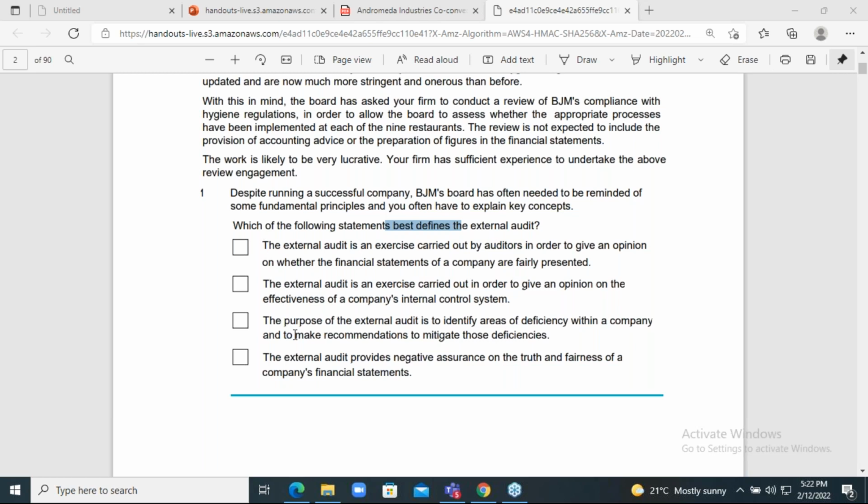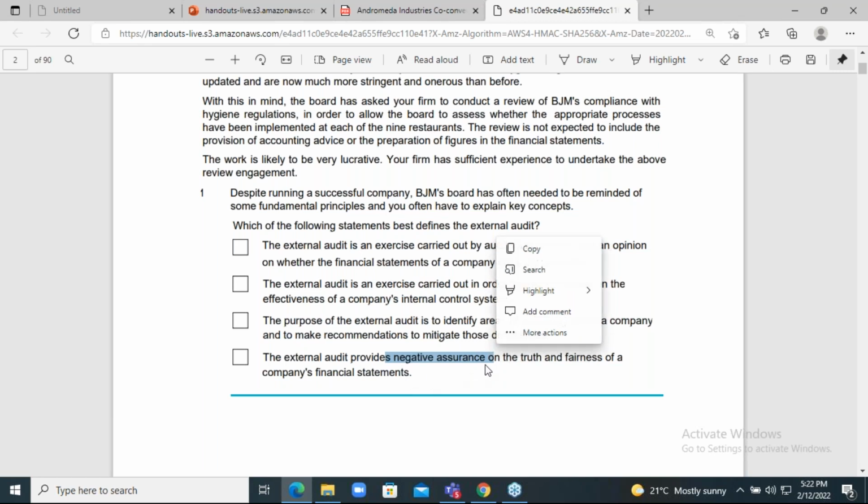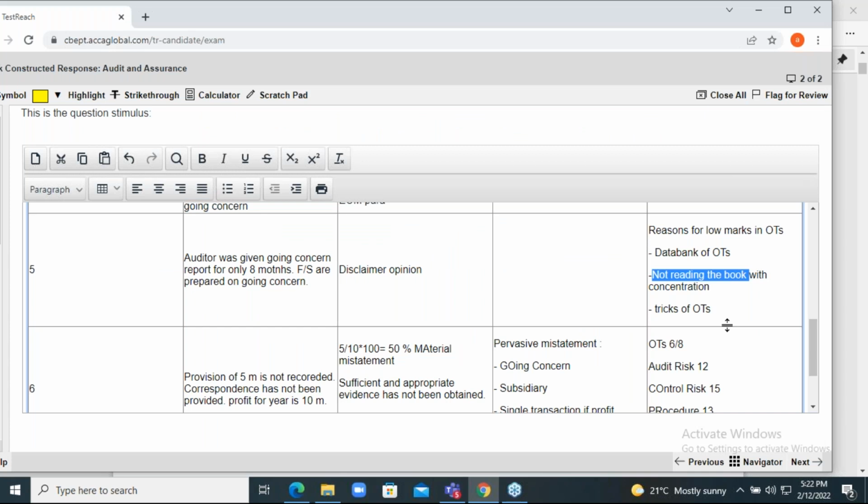Although B is correct, C is correct, D is not correct because it involves negative assurance. Why is D incorrect? Because external auditors don't provide negative assurance. We are clear on it. So, a very important reason why a student fails due to OTs.